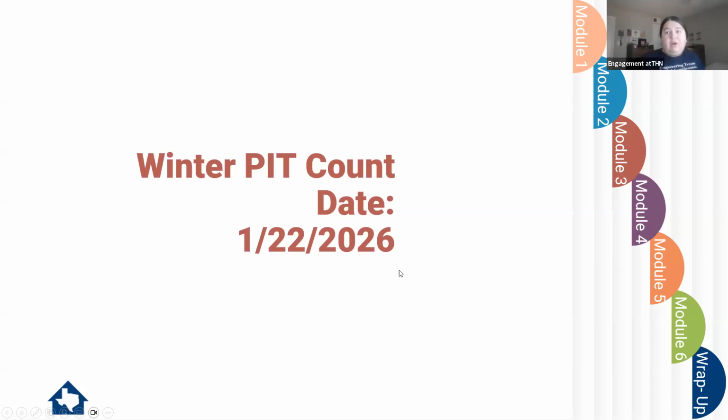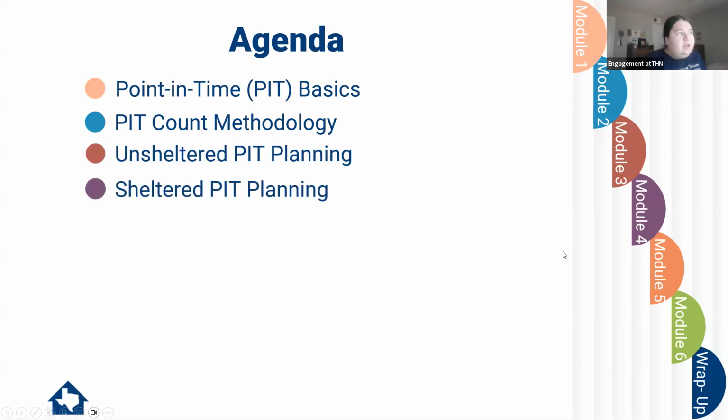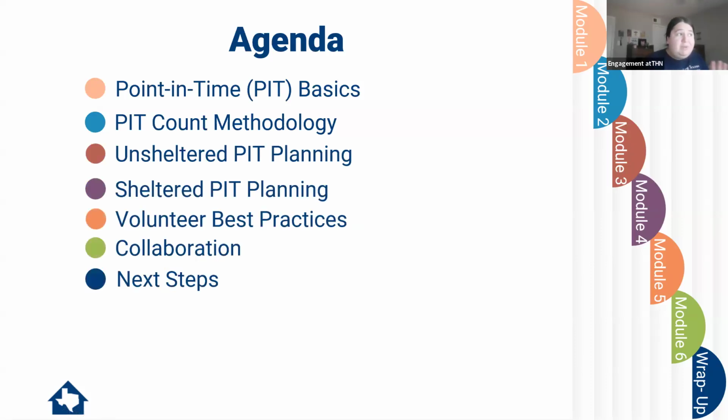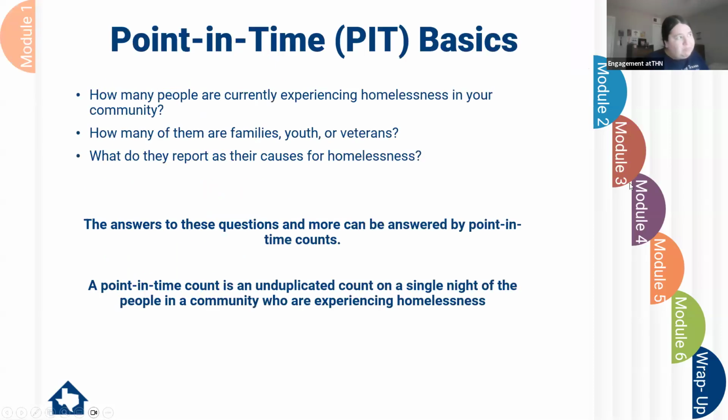Just to state real quick, our winter PIT count date this year is going to be Thursday, January 22nd, 2026. I look forward to that date and working with y'all. For our agenda today, we're going to start with some point in time count basics and then go into some of the methodology, talk about the unsheltered PIT planning, sheltered PIT planning, and some volunteer best practices really quick, and then some opportunities for collaboration, as well as some next steps as we get into the point in time count season as we approach November and December, as well as January.